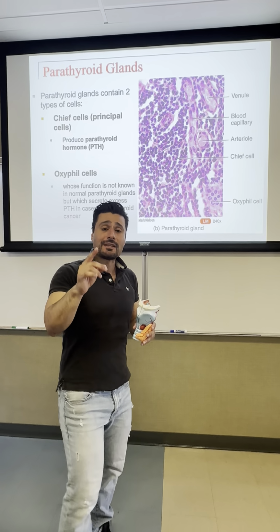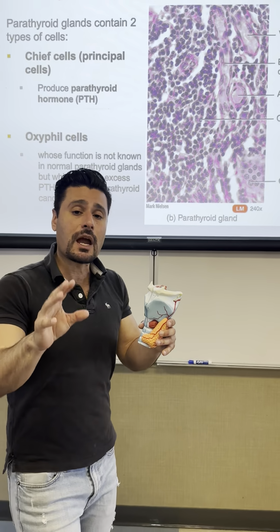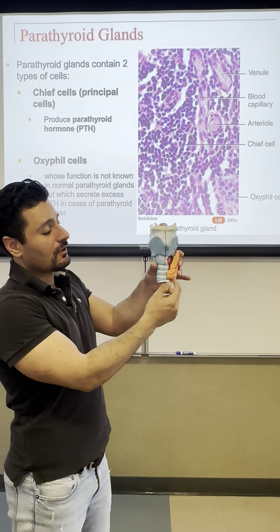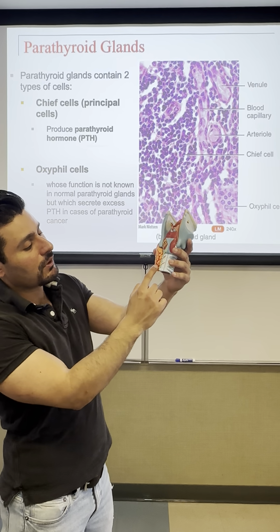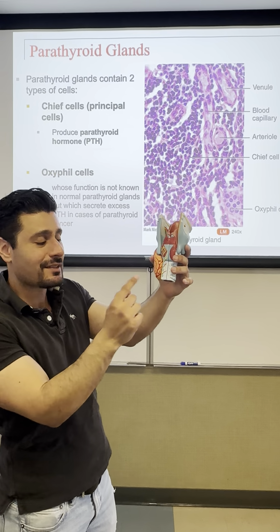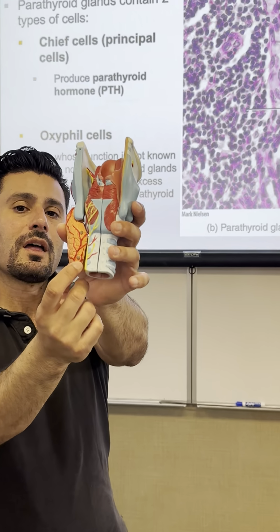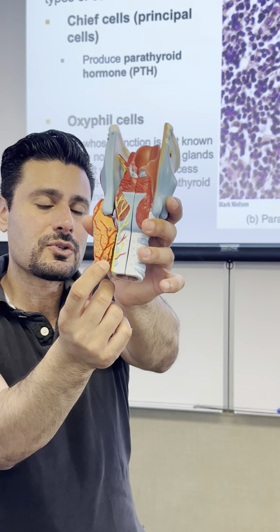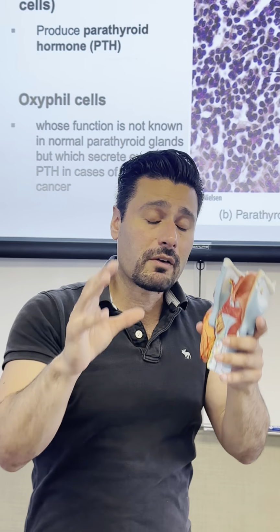So today we're going to be taking a look at a very important gland and some hormones that are oftentimes forgotten. In this case, we're taking a look at the backside, or the posterior part, of the thyroid gland, and we're looking at 2 to 4 to 6 pea-sized glands called the parathyroid glands. Now, these little structures that are found on the posterior side of your thyroid gland have a very important function.